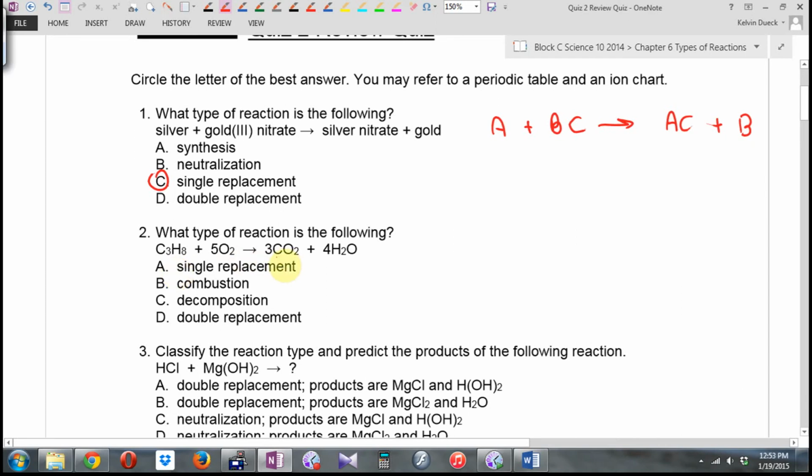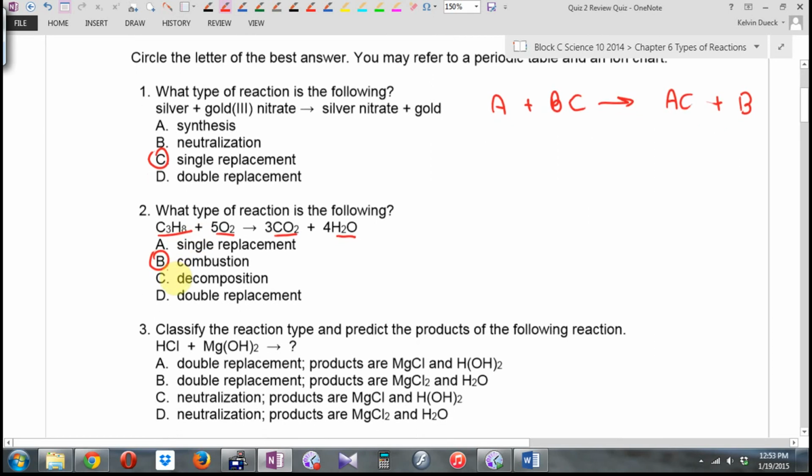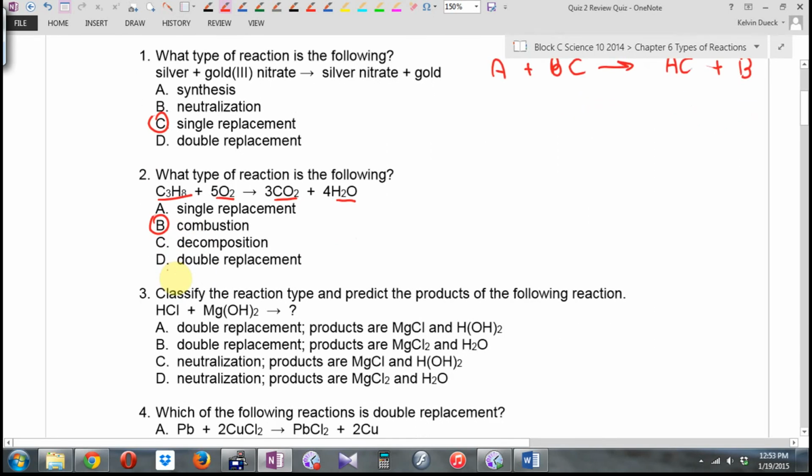You know what? When I see carbon dioxide and water, when I see oxygen and a hydrocarbon, this is not composition. B. Combustion. Boy, am I off.